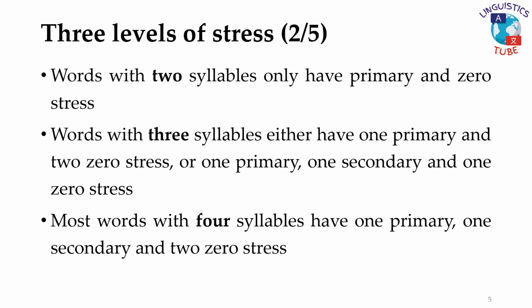Words with two syllables only have one syllable with primary stress and one syllable with zero stress. Words with three syllables either have one syllable with primary stress and two syllables with zero stress, or one syllable with primary stress, one syllable with secondary stress, and one syllable with zero stress. Words with four or more syllables almost always have one syllable with primary stress, one syllable with secondary stress, and more than one syllable with zero stress.